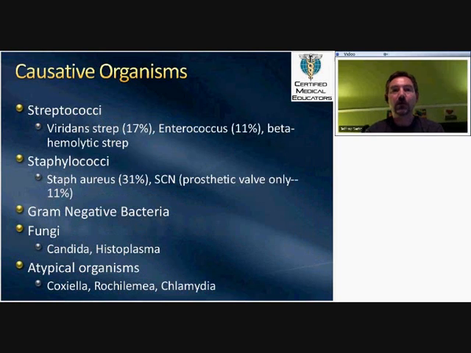Causative organisms, well, if we'd given this talk 40 years ago, probably we would have said strep viridans is far and away the most common cause. What we've seen over the last few years is that Staph aureus is coming to play a more prominent role, and also Staph coagulase negative and Enterococcus. And the reason for these latter organisms is more nosocomial infections, indwelling devices, etc.